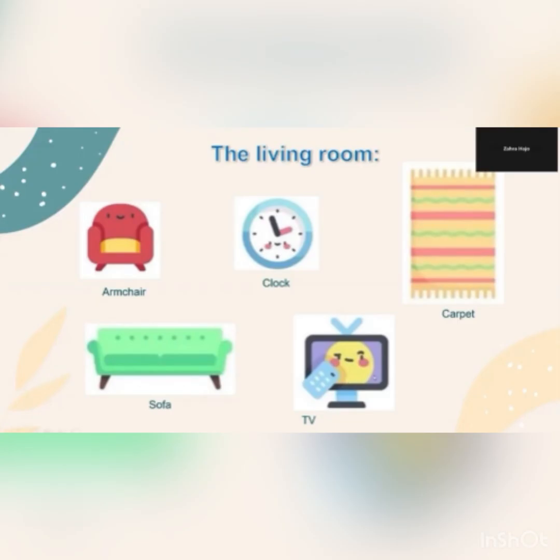TV. TV is where we can watch shows, movies, and cartoons. Carpet. Carpet is a soft piece of cloth on the floor where we can sit, play, or just relax. Clock. Clock, a device for measuring and showing time.